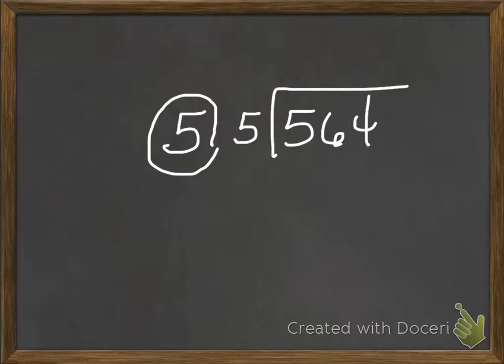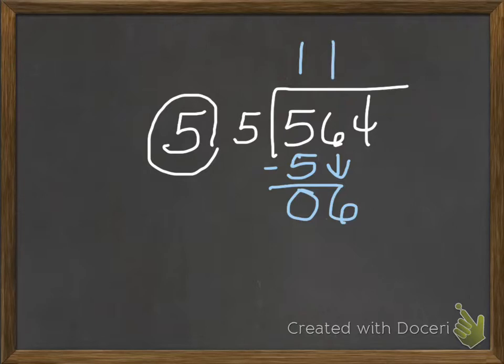Let's see if you can beat me. Start with the first digit. 5 can be divided by 5 one time. 1 times 5 is 5. 5 minus 5 is 0. Bring down the 6. 6 can be divided by 5 one time. 1 times 5 is 5. Subtract. 6 minus 5 is 1. Bring down the next digit.